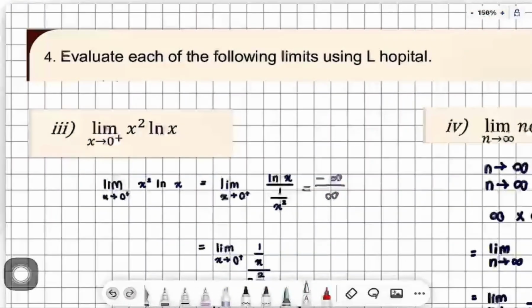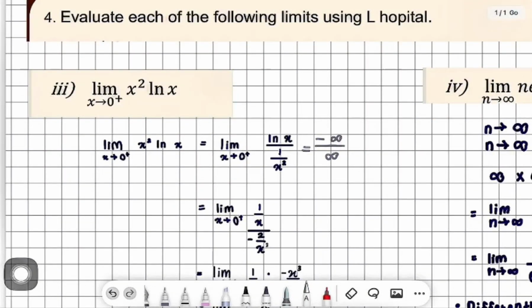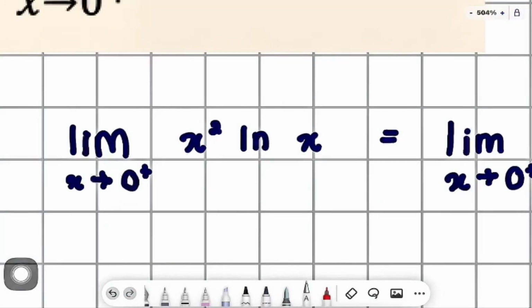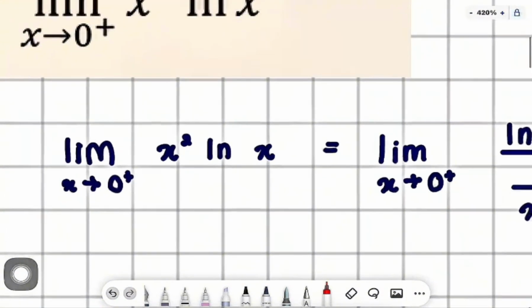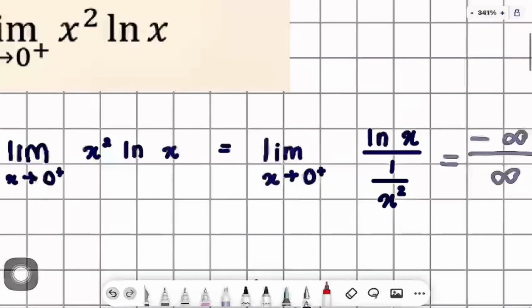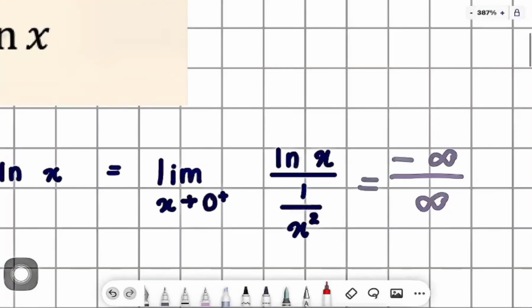Right now I will explain question 4.3. The question is the limit of x to the power of 2 multiplied by ln x. From here, x to the power of 2 becomes 0 and ln x becomes negative infinity. This is to identify the indeterminate form.